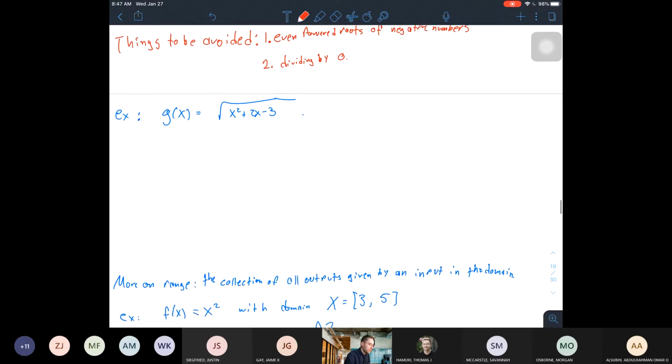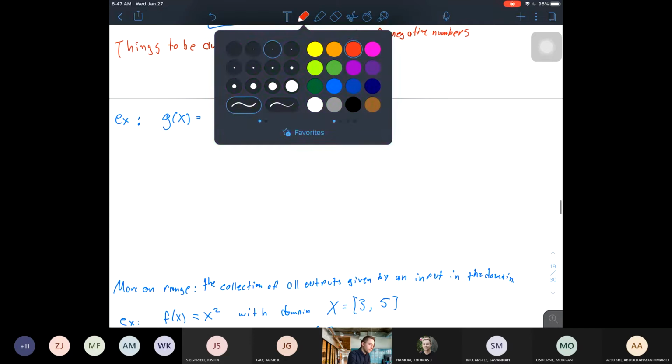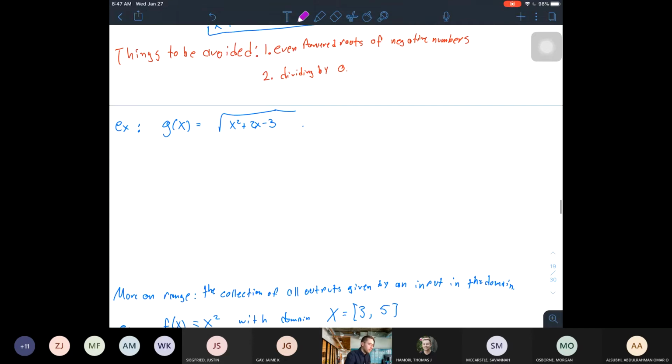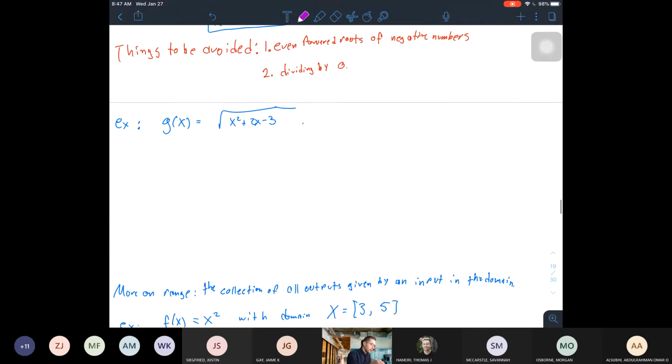Okay, so let's have one more example. We'll do this one together. So we have this function g of x, and it's equal to the square root of x squared plus 2x minus 3. And we want to know what is its domain.